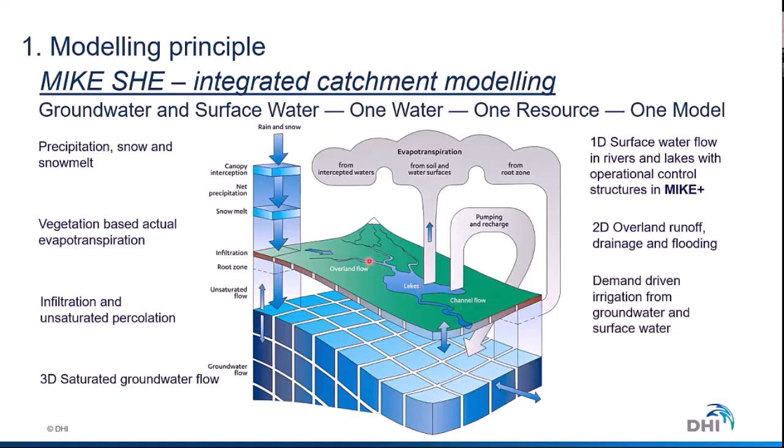You even have a demand-driven irrigation from groundwater and surface water. I will show you that later. And you can add a water quality model to all of the components of the water cycle. That means you can simulate contamination, species transport, particle tracking, advection dispersion, and even decay, first order or higher order.